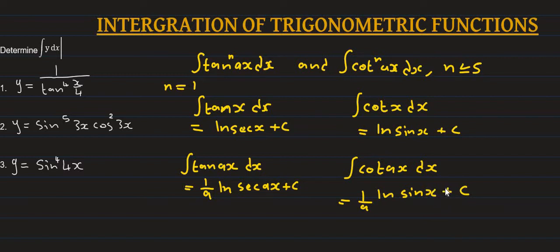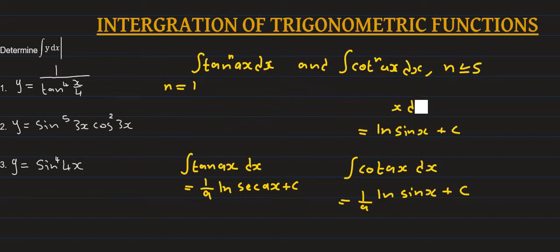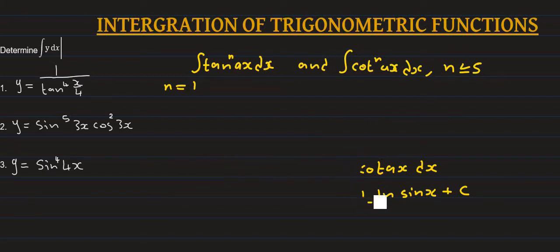To integrate trig functions, when the exponent is 1 or less you can solve the problems directly. If n is even or odd, use the identities, and the formulas apply to n equal to 1. If n changes to odd or even, for example 2 or 4 with n less than or equal to 5, we treat it like an even power.